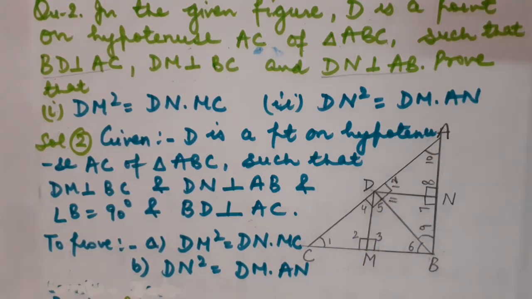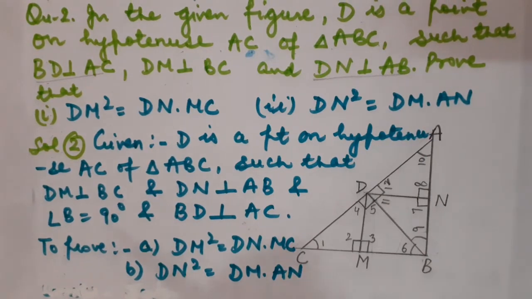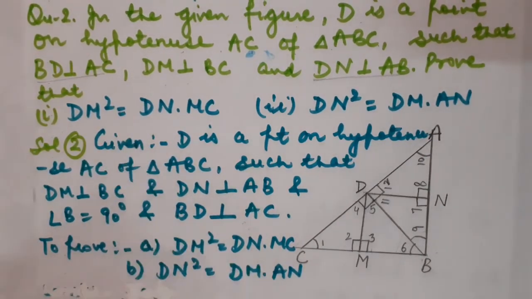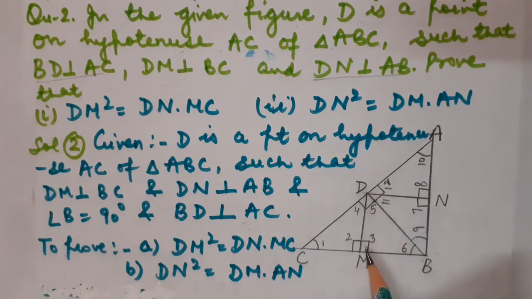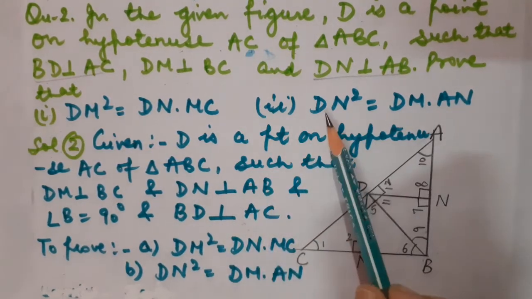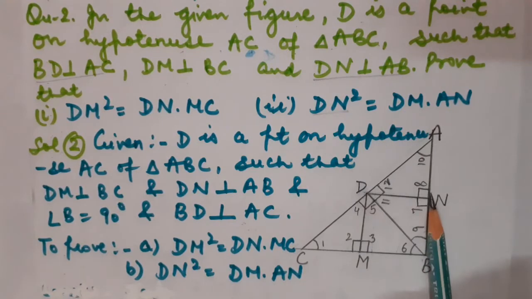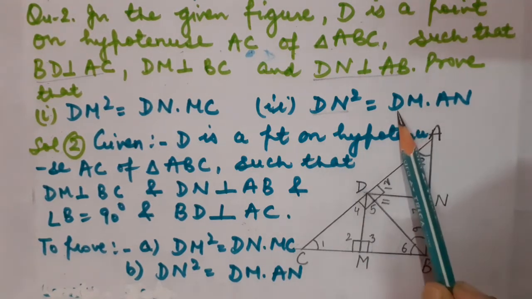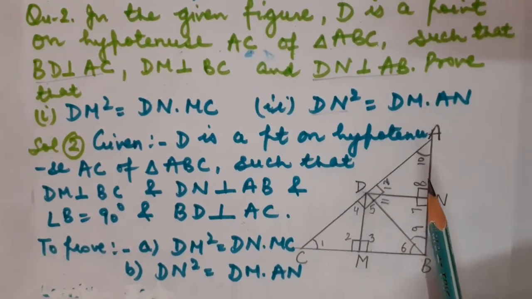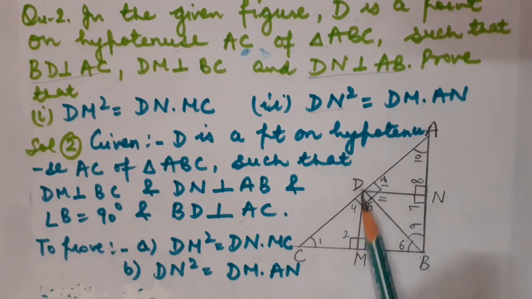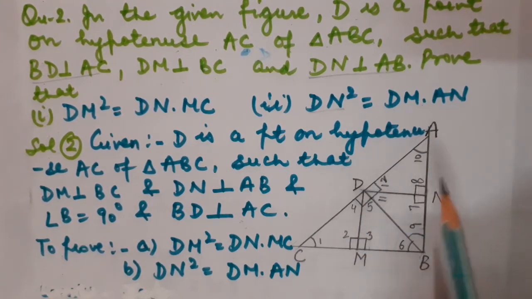Correct? Now what we have to prove? We have to prove that DM square is equal to DN into MC. And in the second part we have to prove that DN square is equal to DM into AN.